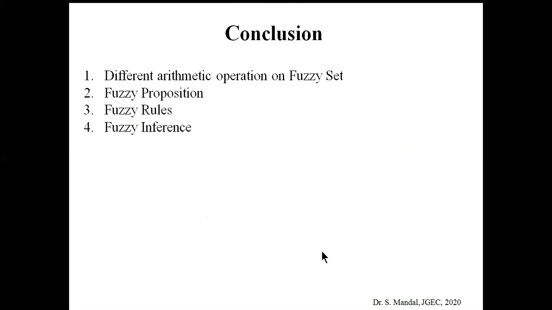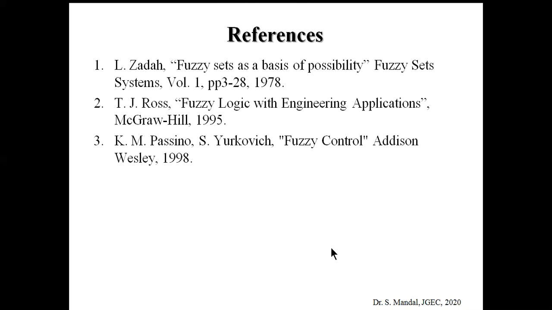So coming to the conclusion part, in this class we have observed different kinds of arithmetic operations on fuzzy sets. Then we have observed fuzzy propositions, fuzzy rules, and fuzzy inference. So these are the references.